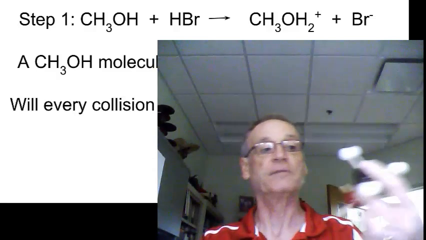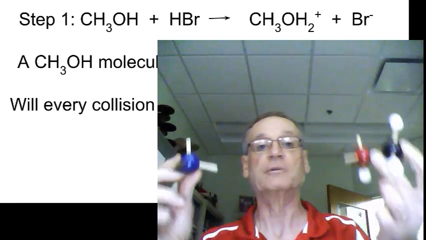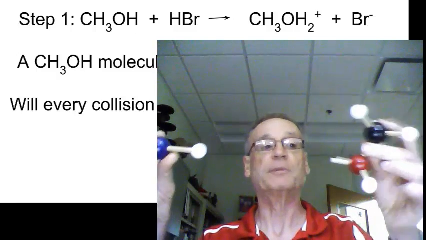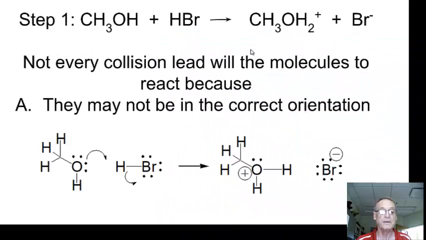So certainly if they bump into each other this way, no matter how much energy, it's not going to work. Or if they bump into each other this way, no matter how much energy, it's not going to work. They have to bump into each other in exactly the right orientation. So, as indicated here, you'll notice that the lone pair of electrons on the oxygen gets donated in here to form an OH bond. That pair between the hydrogen and the bromine goes off onto the bromine.